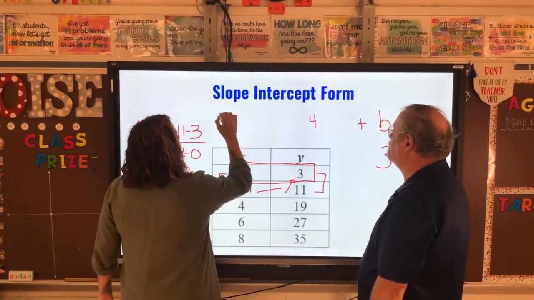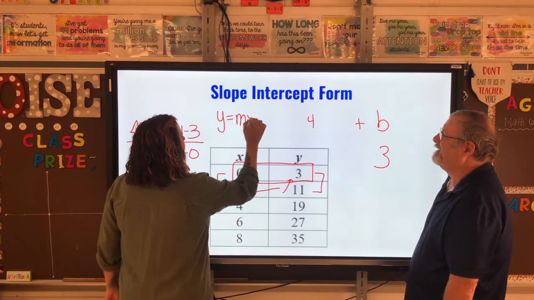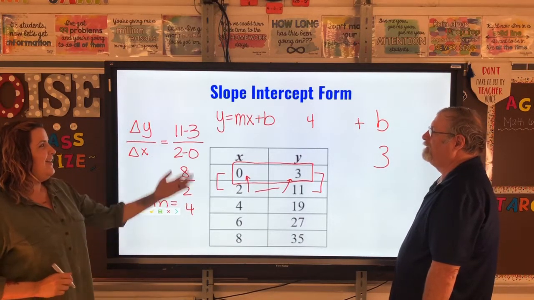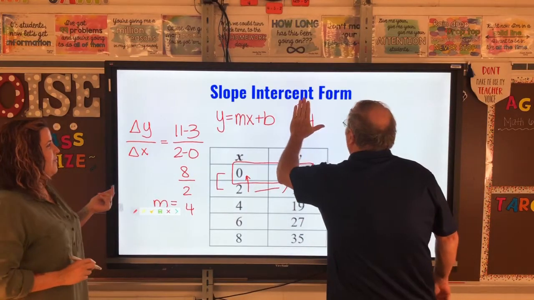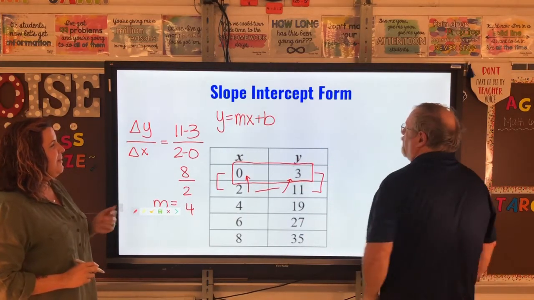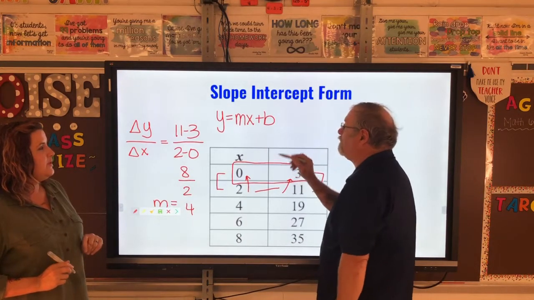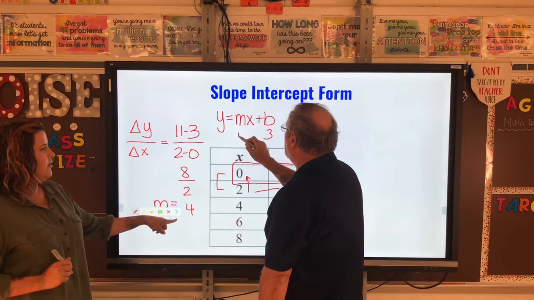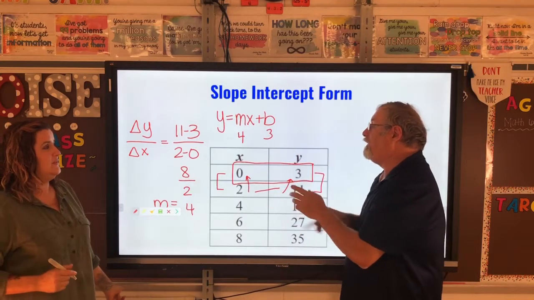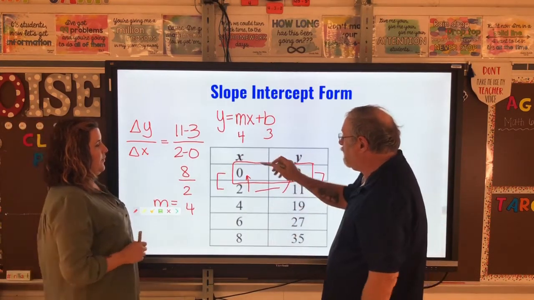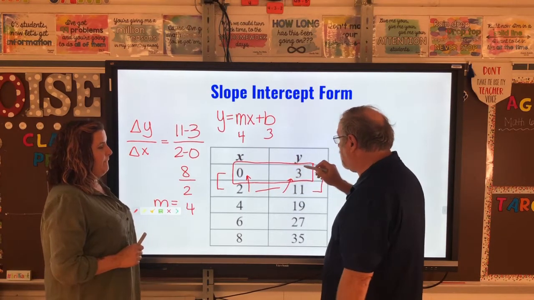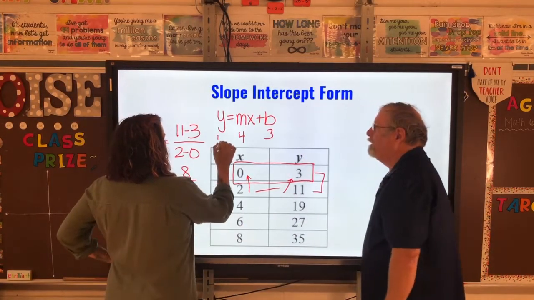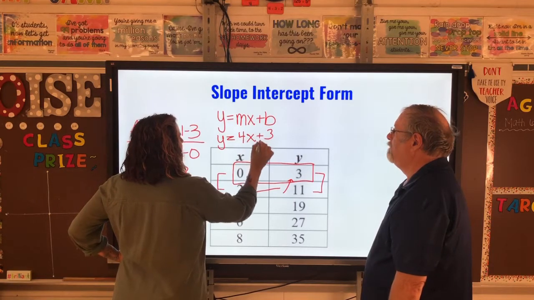If we want to put this in the formula, y equals mx plus b, Mr. Lamb's going to show us where these 2 numbers go in. We said that the y-intercept was 3, so this is going to be a 3. We said that the slope was 4, so this has to be 4. If this table is right and we did this correctly, any one of these numbers we put in there should give us these numbers on the output. Let's find out. Well, hold on, let's finish the formula. So y equals 4x plus 3.